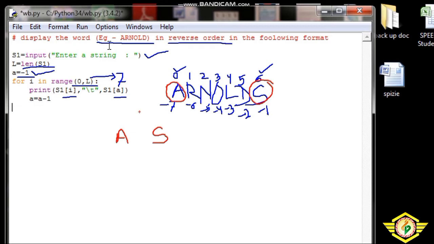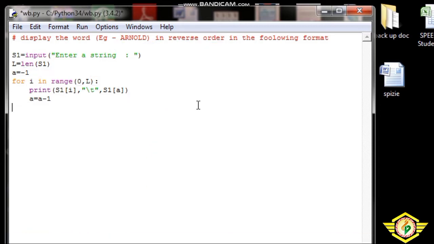In the similar case, next time when I will be increased to 1, A equal to A minus 1, -1 means -2. So now next time I value will be 1. When I value will be 1, so next R will be printed, and at the right side -2 means D will be printed. So in the similar way, ARNOLD means A with S, R with D, like that one by one character will be printed.